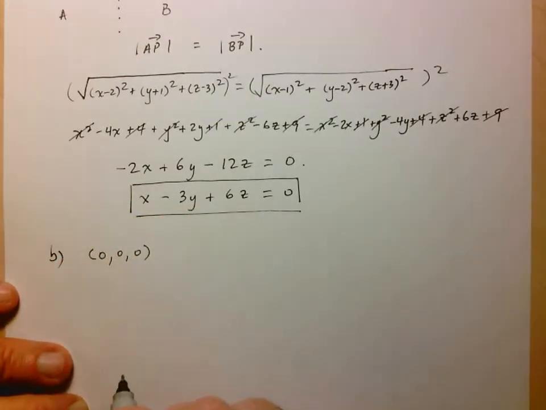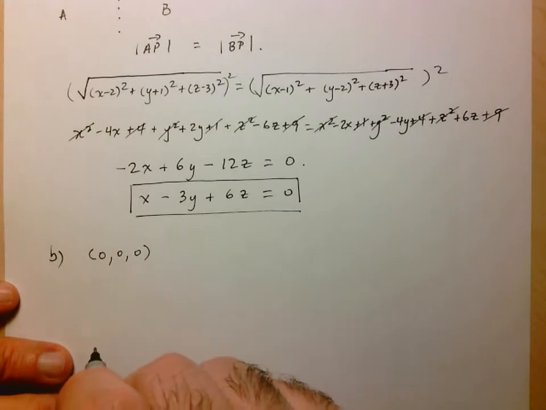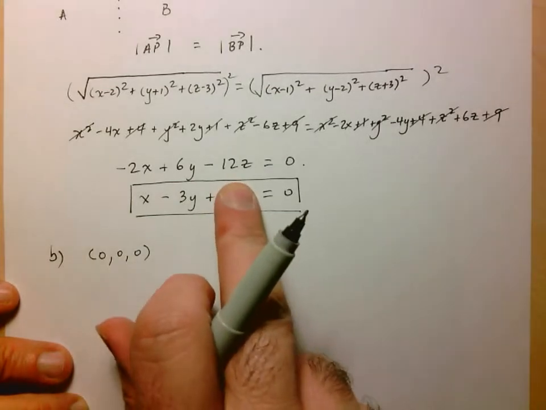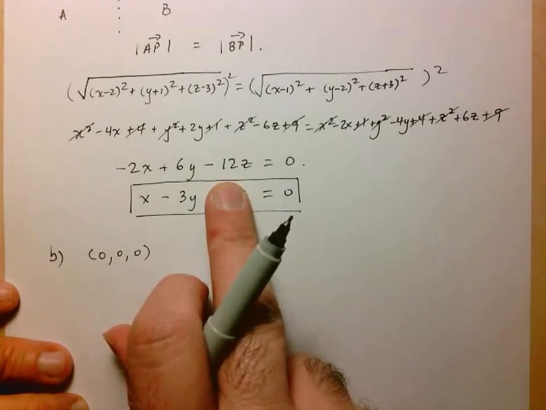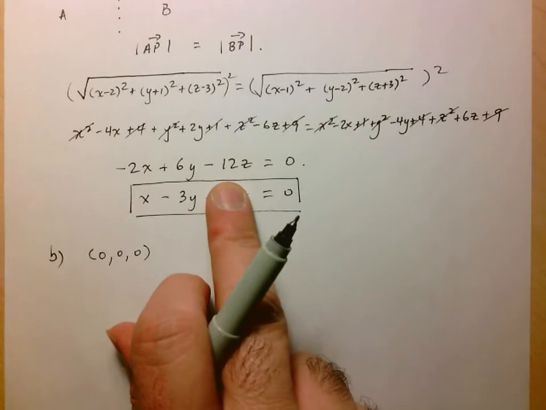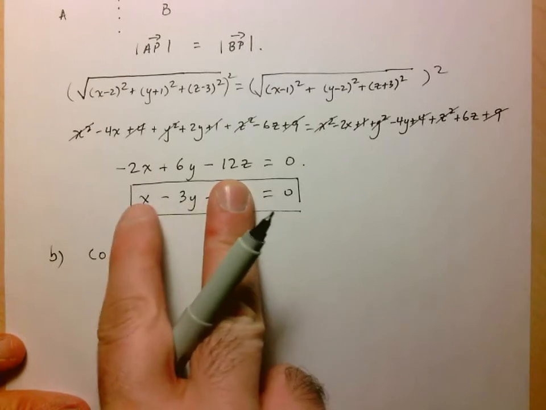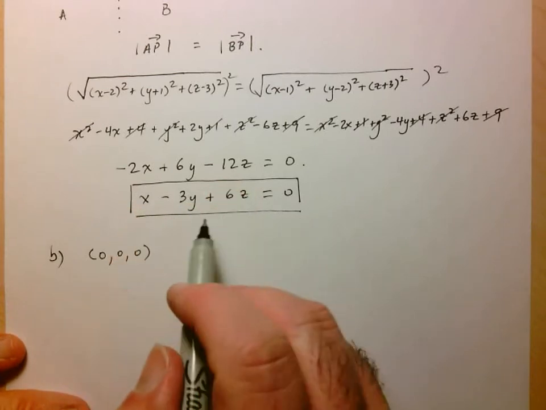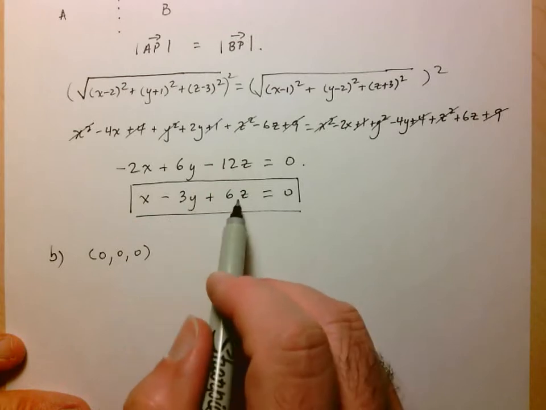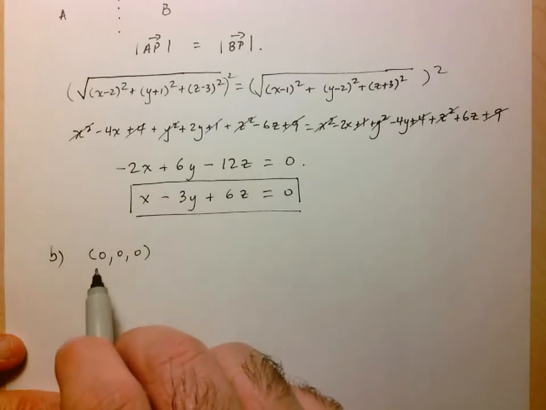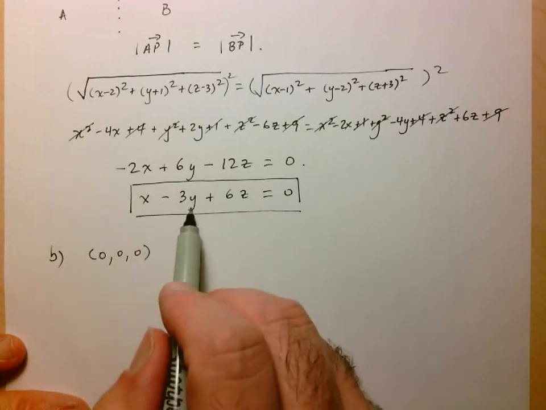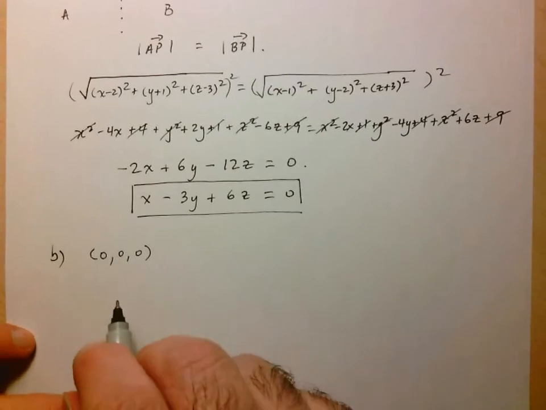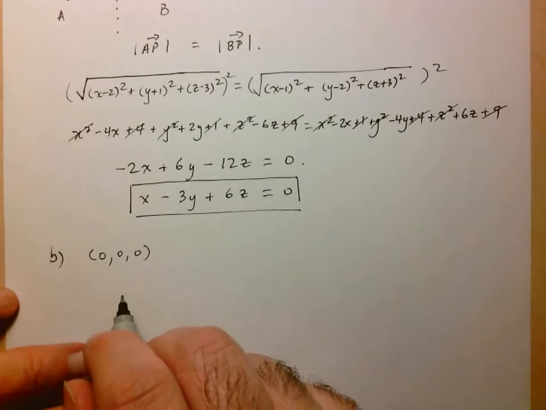The question is how do I find other points? Well, if this were just x minus 3y, and we wanted to find different ordered pairs that satisfied this equation, what would you do? Well, you'd pick a value for y and then solve for x. Here, we'll have to pick a value for both y and z and then solve for x. Or you could pick a value of x and z and solve for y, or pick a value of x and y, solve for z.